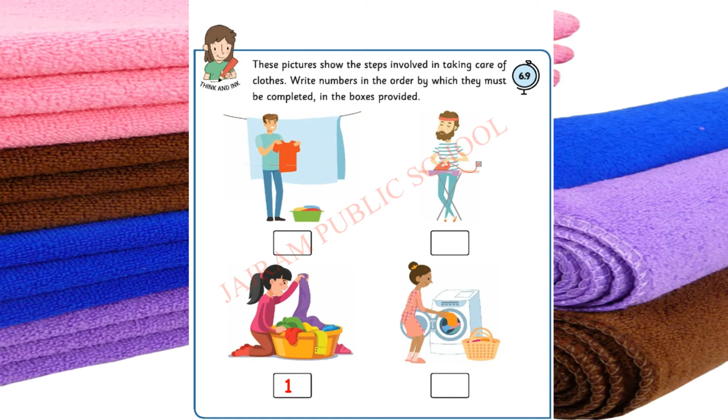Okay children, can you guess what the next step is? The second step. Yeah, very good. This is the second picture. Next, we have to wash the clothes with the right soap. Okay, dear, can you guess what the third step is? Yeah, very good. We have to dry the clothes.